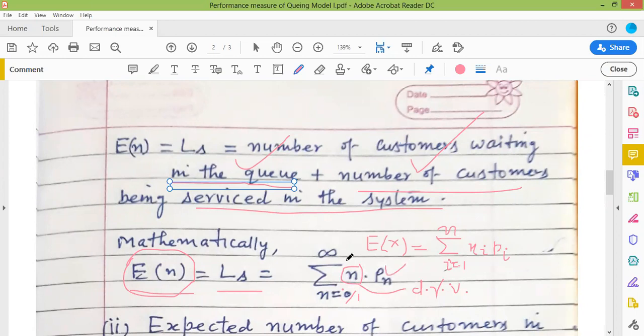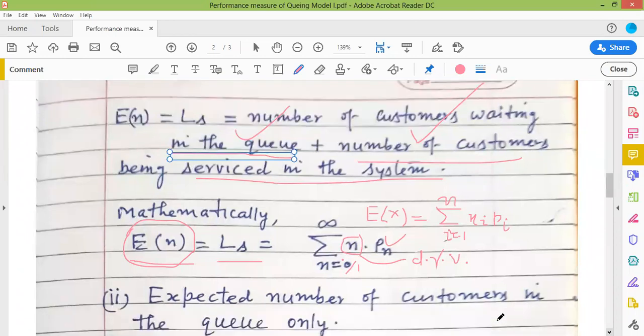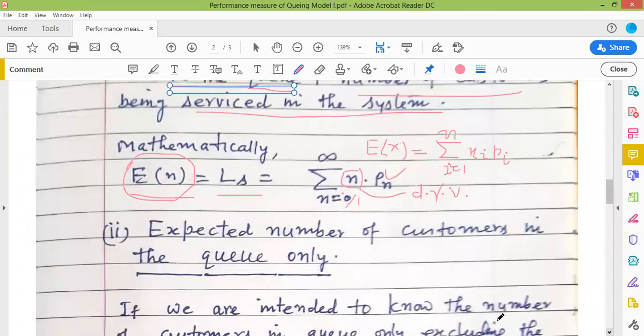So this formula will be used, and the exact value of En, the expected number of customers in the system, will be computed for the particular specialized model when we discuss the model. Because for different models, this expected number of customers will be different. So this is the first and a very important measure.